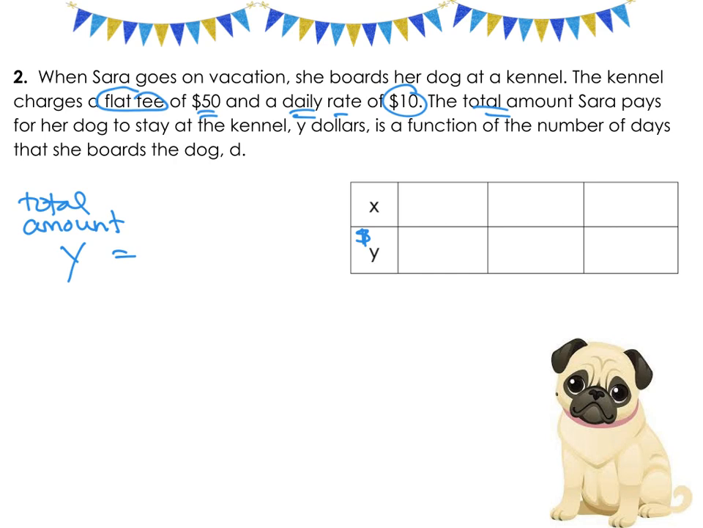So here, you are paying a flat fee. So that is basically your initial fee. So you're paying $50, right? So the flat fee, I'm just going to write here, flat fee, plus the daily rate.